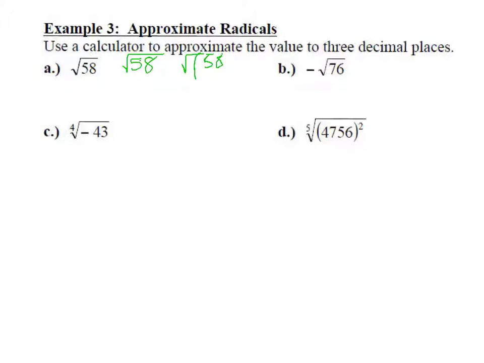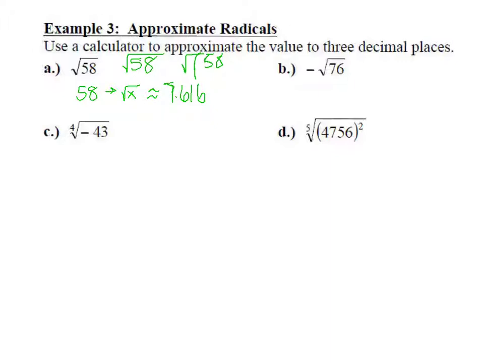You may have that. If you have a Texas Instruments, then what you're going to have to do first is type in the 58 and then hit the square root of X button. So it all depends on what type of calculator you have. Regardless, when you plug these in, you should be able to get, approximating to 3 decimals, 7.616. So that's the answer you should get for A.